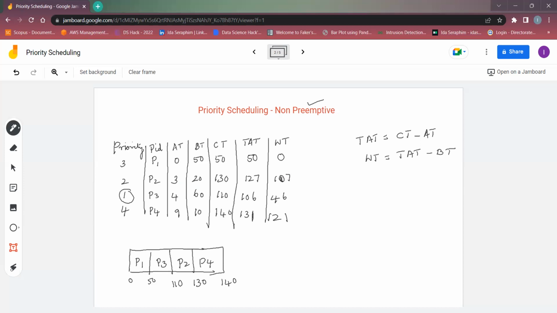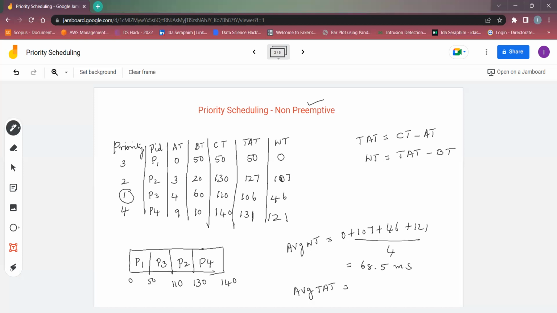The next one we have to calculate is the average waiting time. How will we find the average waiting time? Add all of these and divide by the total number of processes. So 0 plus 107 plus 46 plus 121 divided by 4. It will be around 68.5 milliseconds.